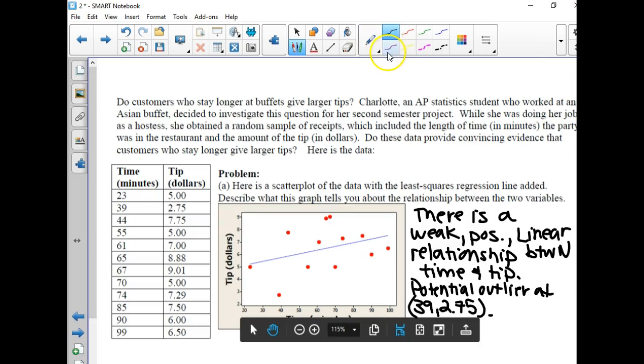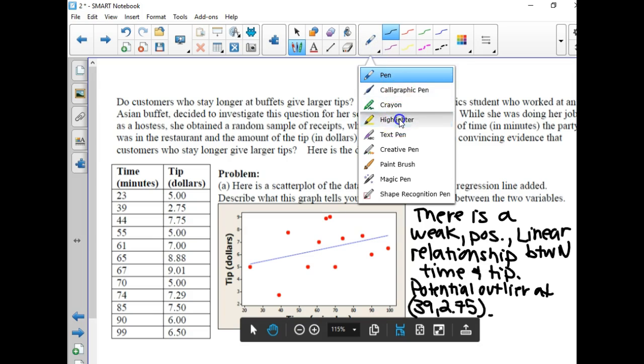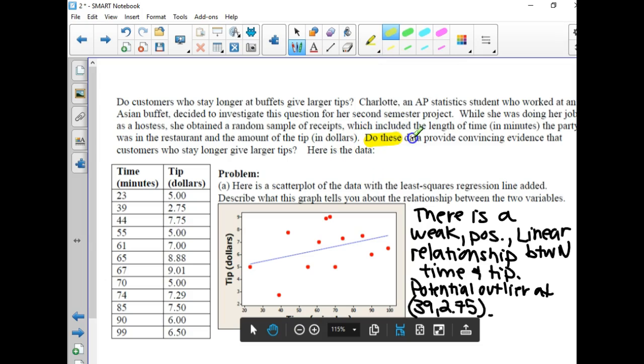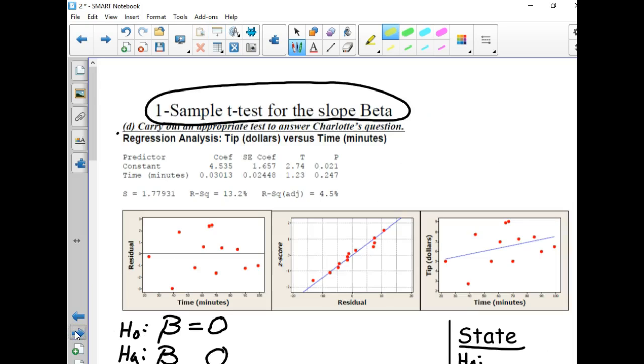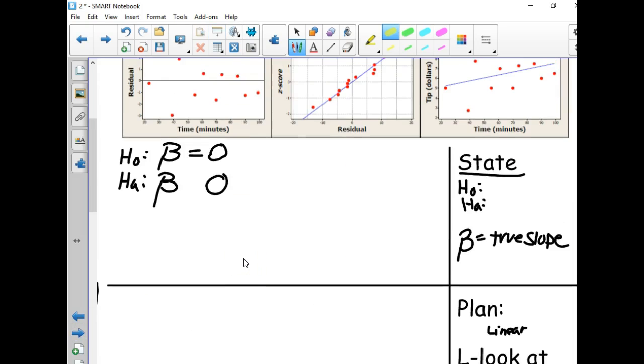And Charlotte says right here, do these data provide convincing evidence that the customers who stay longer give larger tips? So what are we trying to prove? There's a positive association, which means we're going to put beta is greater than 0.